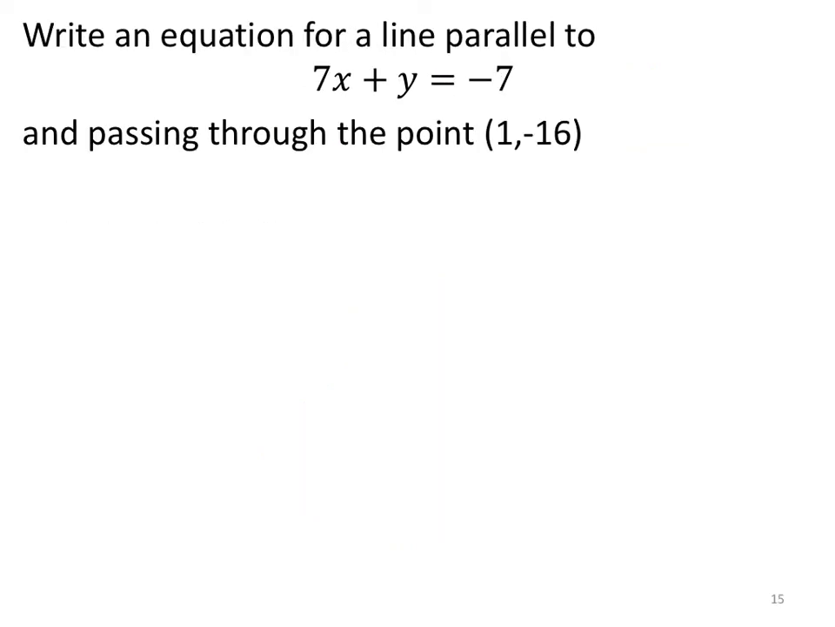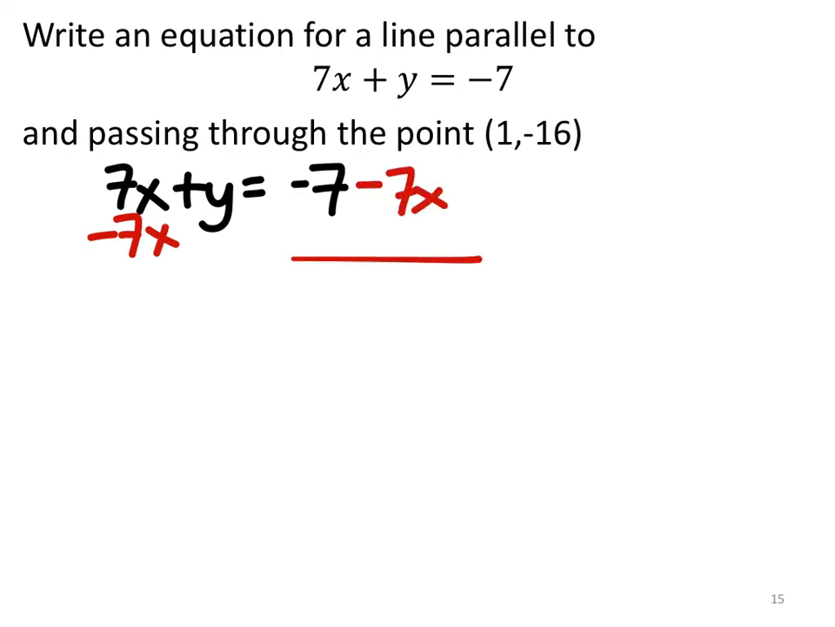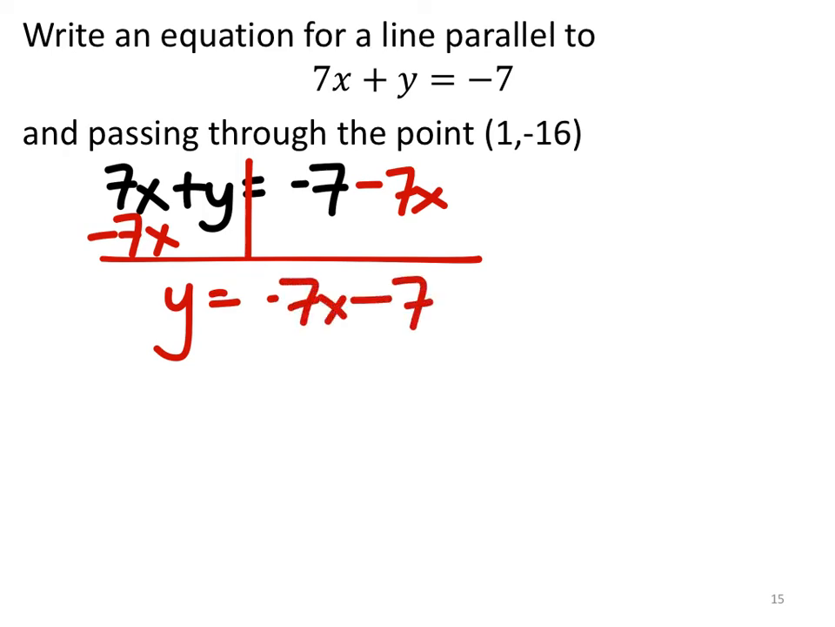Write an equation for this line parallel to that equation and passing through that point. Okay. So let's take that original equation, 7x plus y equals negative 7. And we'll manipulate this equation for y, which isn't too hard. This one's just going to subtract 7x from both sides. So that gives us y equals negative 7x, and then minus that 7 right there.